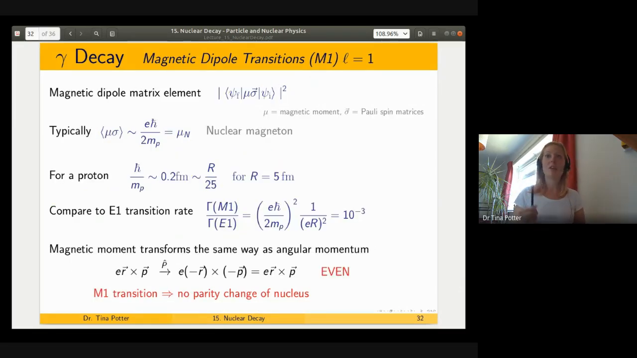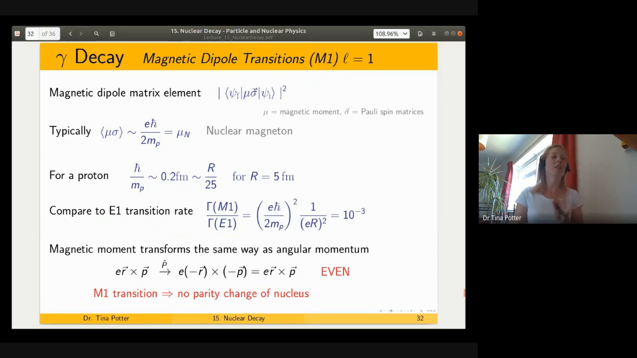So next, let's have a look at the magnetic dipole transitions. So again, it's the dipole transitions at L equals 1. And instead of the electric dipole matrix element that we had a look at on slide 31, we're going to plug in the magnetic dipole matrix element. So here we've got the magnetic moment mu acting on the Pauli spin matrices.